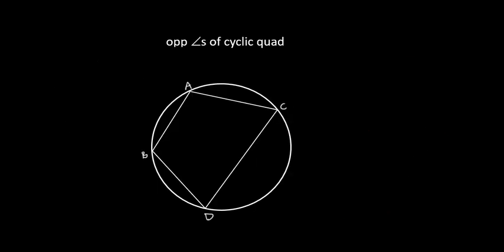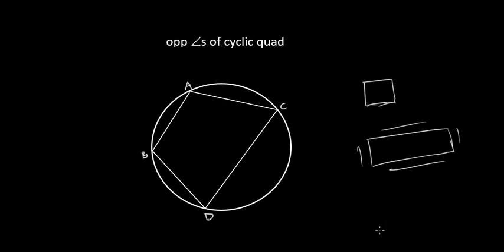Another theorem states that the opposite angles of a cyclic quadrilateral are supplementary. So a quadrilateral is any four-sided figure, like a square. A square is a quadrilateral. A rectangle is a quadrilateral because it has four sides. A trapezium is a quadrilateral.